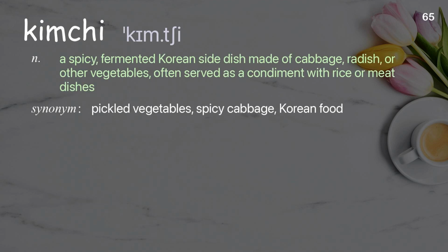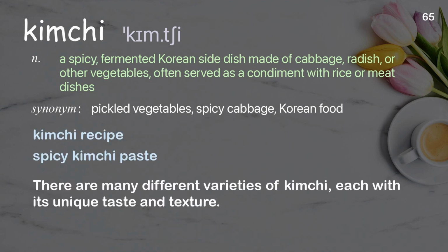Kimchi. A spicy, fermented Korean side dish made of cabbage, radish, or other vegetables, often served as a condiment with rice or meat dishes. Examples: kimchi recipe, spicy kimchi paste. There are many different varieties of kimchi, each with its unique taste and texture.